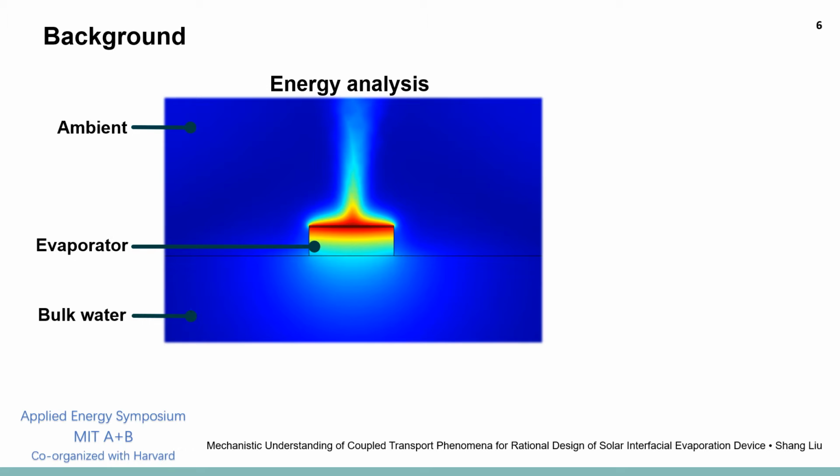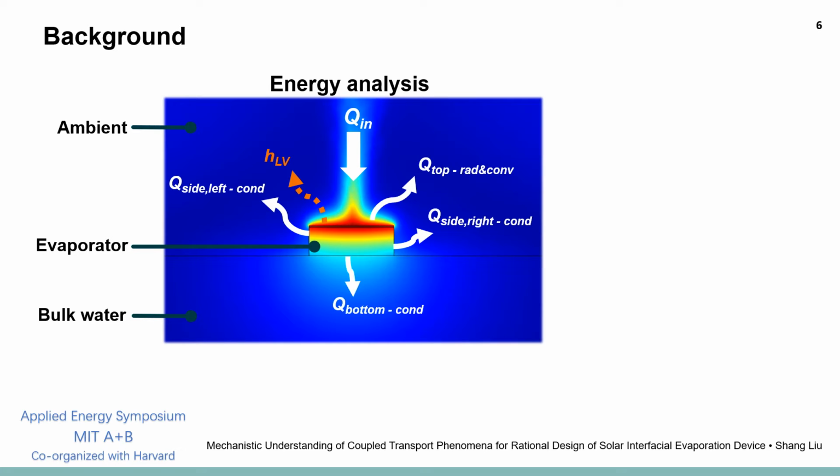This is the energy analysis for the solar interfacial system. The sunlight enters the system from the top surface. Part of the energy is used for evaporation, and the rest of the energy is lost from the top, side, and bottom of the system. It mainly includes heat conduction, heat convection, and heat radiation.